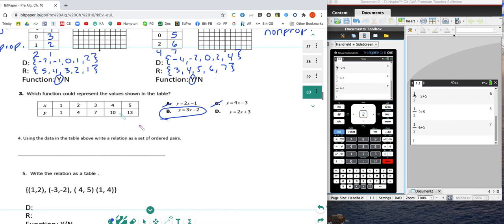Using the data in the table above, let's write it as an ordered pair. So this is going to be bracket (1, 1), (2, 4), (3, 7), (4, 10), (5, 13).